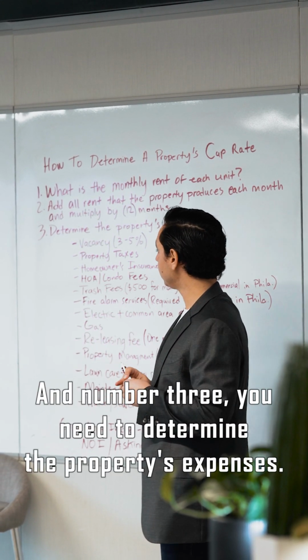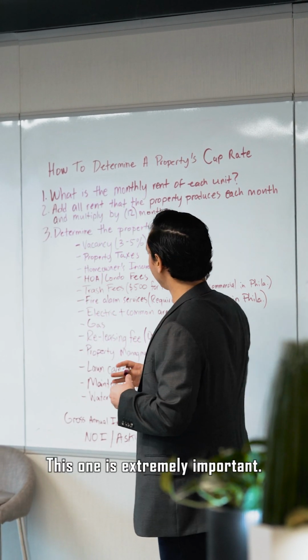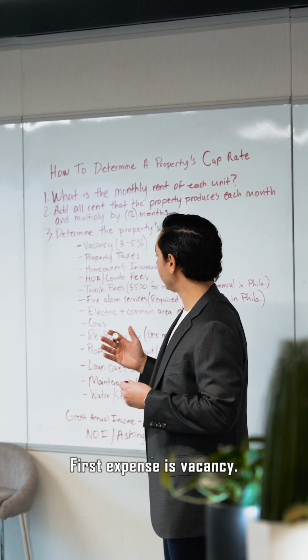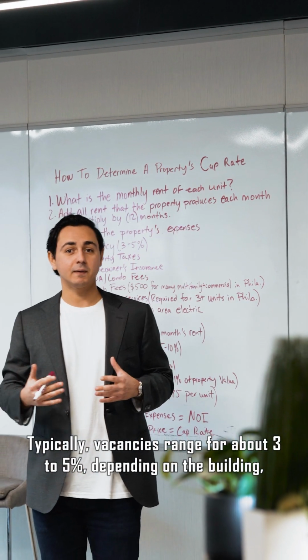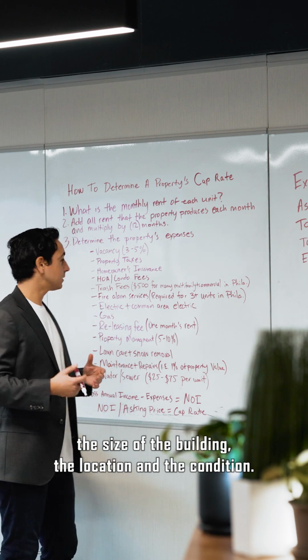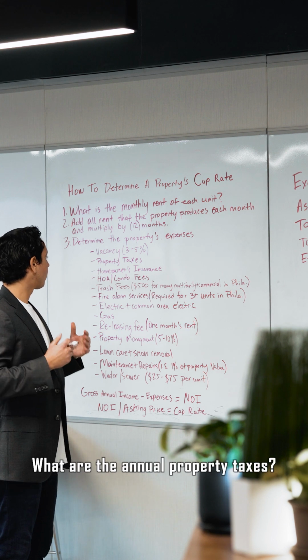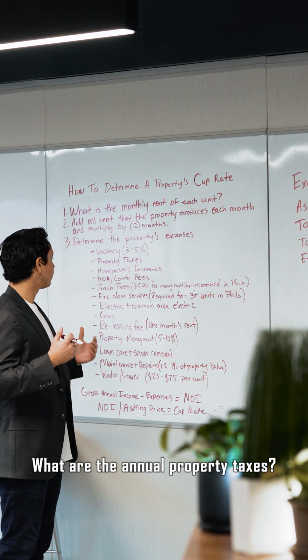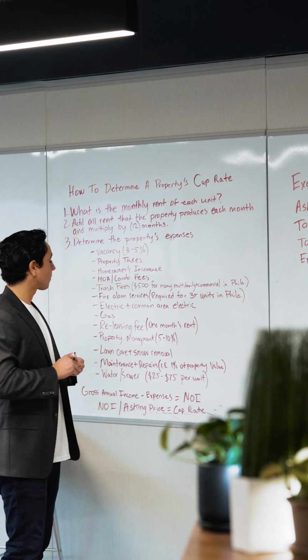And number three, you need to determine the property's expenses. This one is extremely important. First expense is vacancy. Typically, vacancies range for about 3 to 5%, depending on the building, the size of the building, the location, and the condition. Number two, property taxes. What are the annual property taxes the building has? And number three, homeowners insurance.